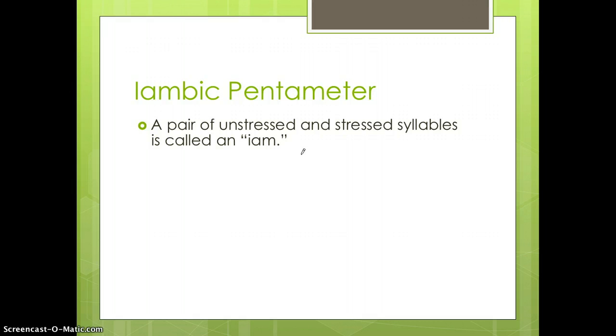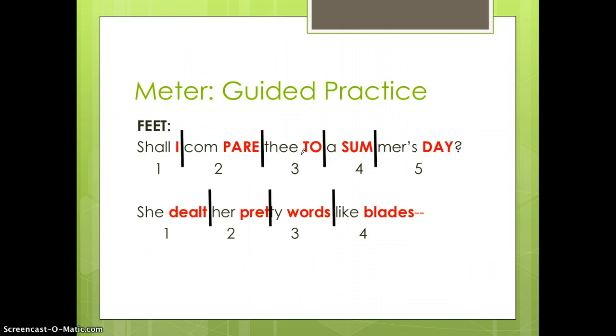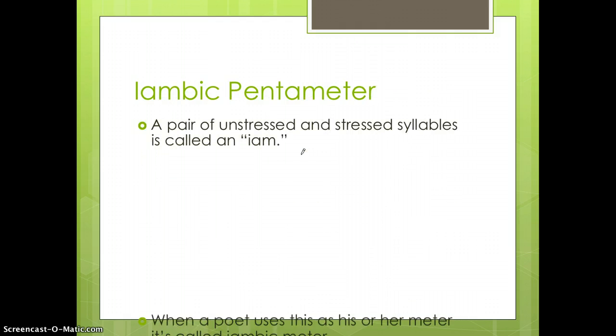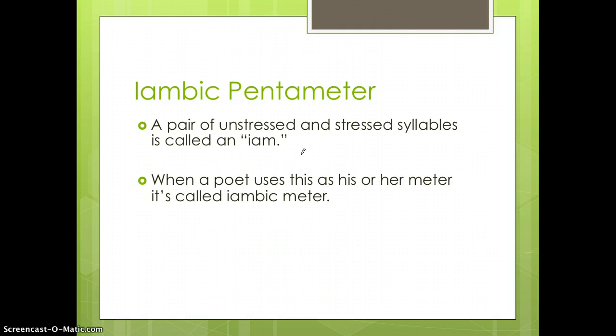When you have a pair of unstressed and stressed syllables, it's called an iamb. So if you look back, one is an iamb. Shall I? Unstressed, stressed, okay? When a poet uses this as his or her meter, it's called iambic meter, which makes sense. Unstressed, stressed, that's their rhythm.